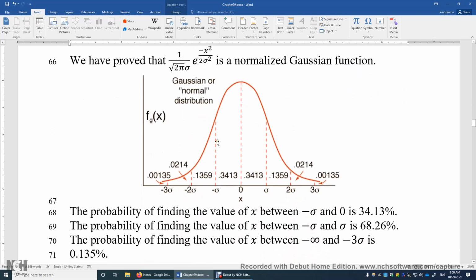Again, let's look at this distribution here, and then you can make predictions about the probability of finding the value of x in a certain range. For example, between negative sigma and 0, it's 34%. Between negative sigma and positive sigma, it's 68%. And between negative infinity and negative 3 sigma, it's 0.135%.